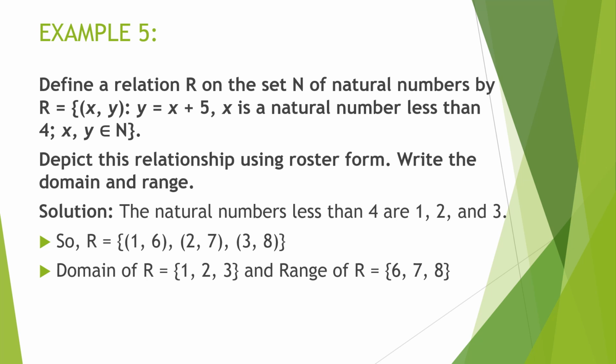So our relation R will have the ordered pairs (1, 6), (2, 7), (3, 8). The domain is the set of first elements: 1, 2 and 3, and the range is the set of the images, that means the second elements: 6, 7 and 8.